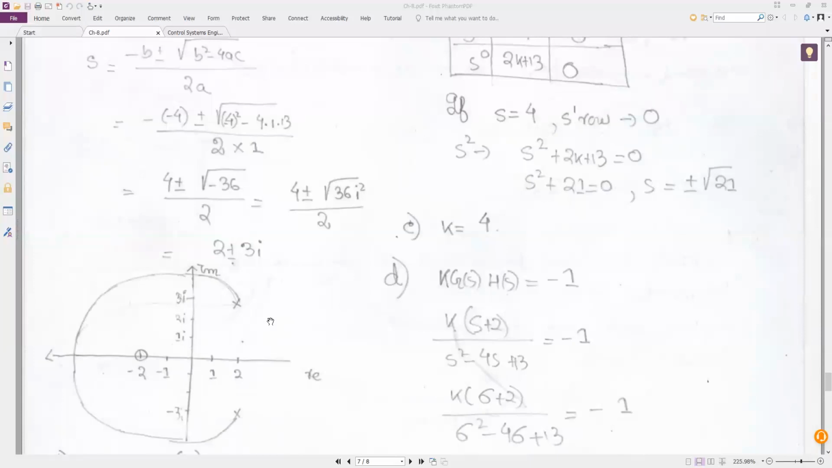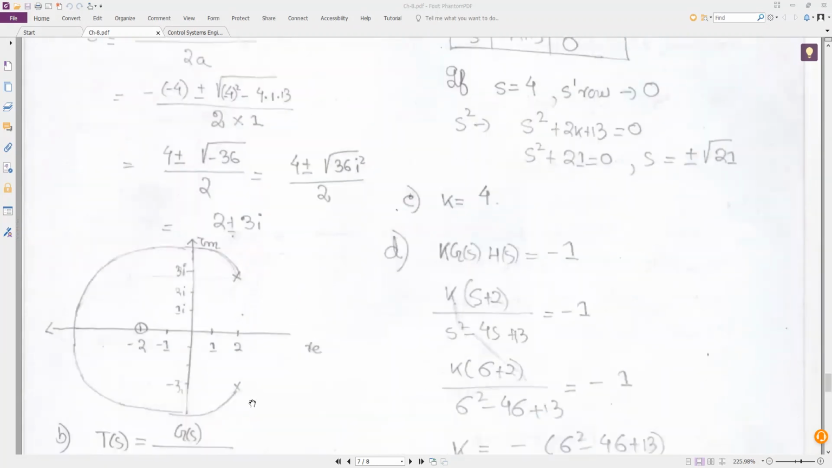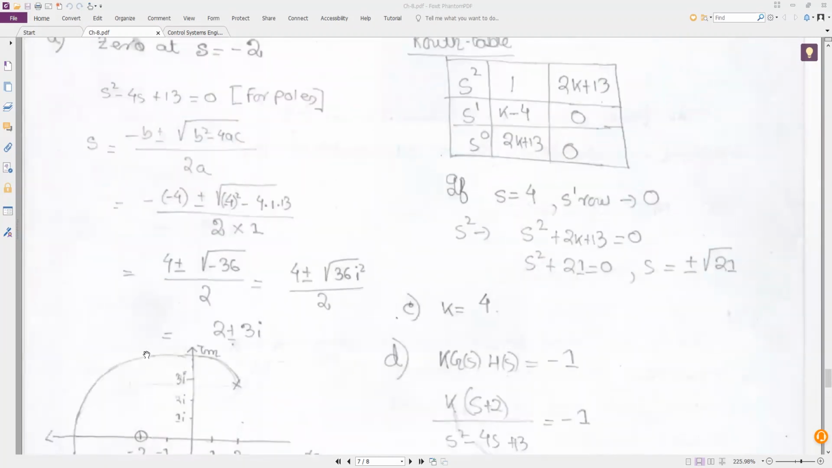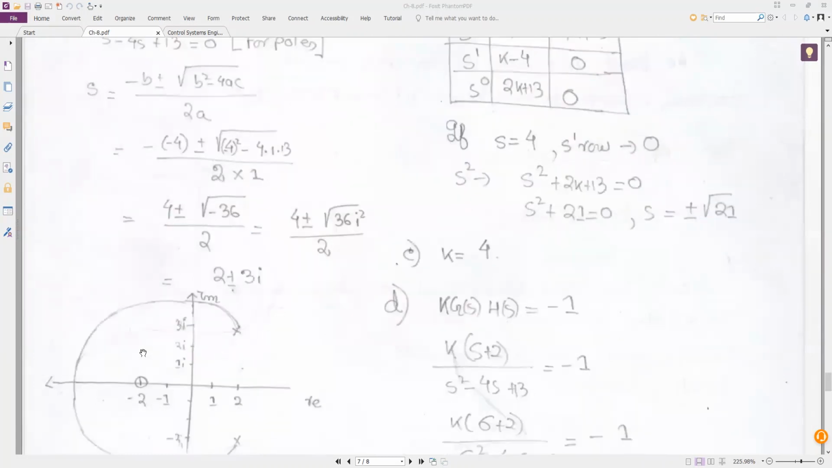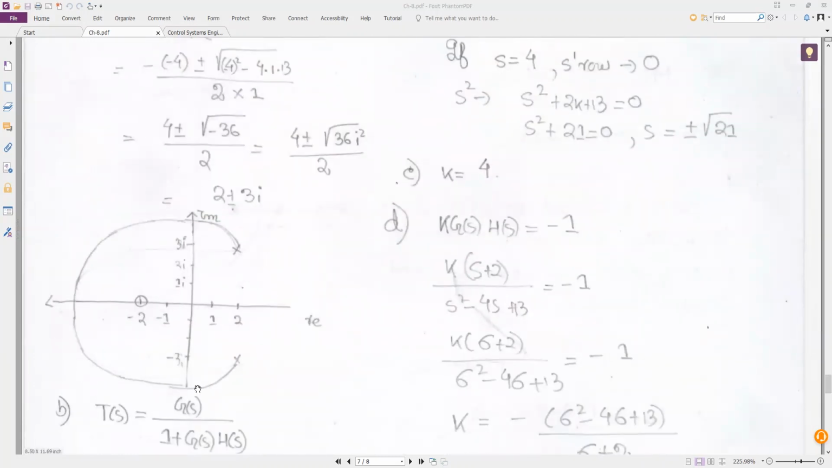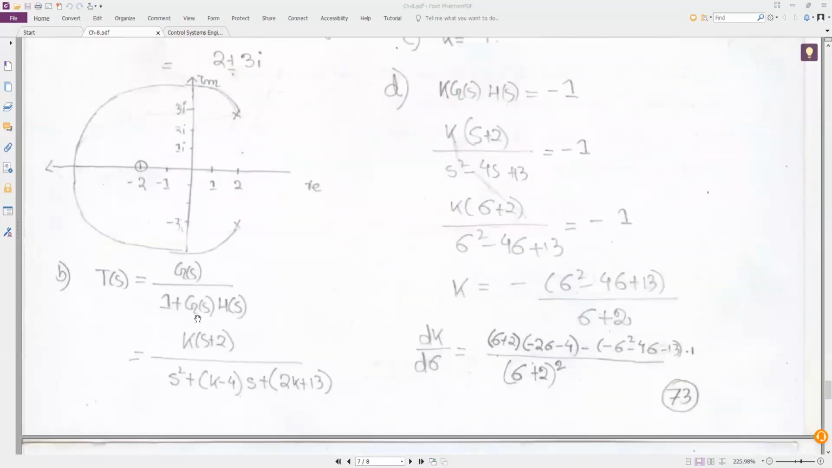So how do we write these poles? 2 plus 3i, 2 minus 3i, and another one is equal to minus 2. The zero is here, at minus 2. Now you have to consider this one. That is how you have to sketch the root locus.